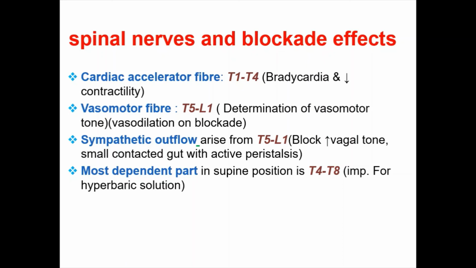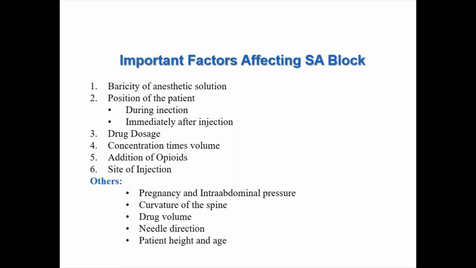Vasomotor fibers are from T5 to L1. This is for vasodilation, and then you will have hypotension once those vasomotors are blocked. This is on the level of blood vessels. At that level also, sympathetic outflow is blocked. Remember, it's the thoracolumbar from T5 to L1. You will block the sympathetic, so the parasympathetic vagal effect dominates, and then active peristalsis will be increased in the small intestine. Most dependent part in the spinal position is between T4 to T8. It's more important for hyperbaric solution.